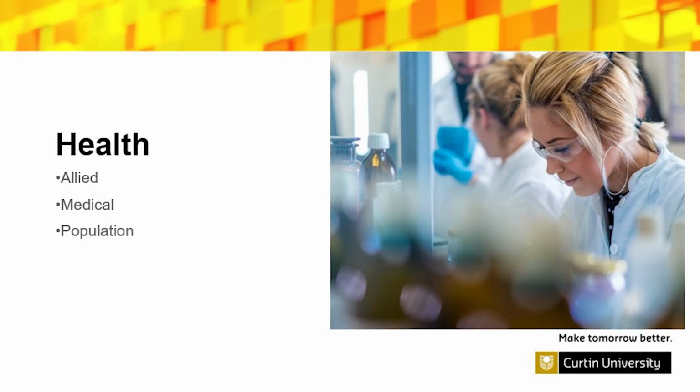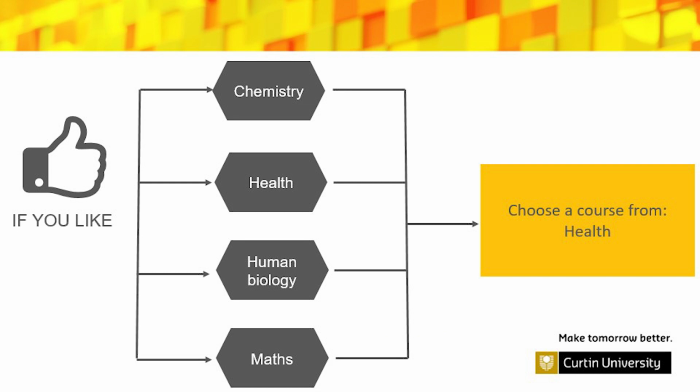In the health area, we have allied health, medical and population, so a few different options there. So if you're interested in chemistry, health, human biology and maths, and you're pretty good at it at school, you might consider something in the health area. If you find that you're really keen to help people and you want to work closely with patients and look at them from a functional point of view, what's wrong with their muscles, what's currently wrong with them, can I treat them, then you might consider health.